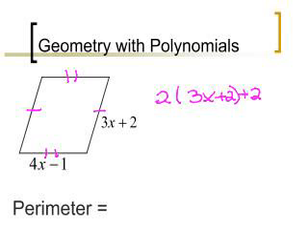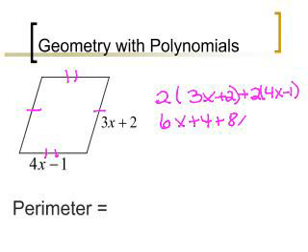Like we said, we're going to have 2 of the other sides. So that's going to be 2 times 4x minus 1. Then we are just going to do the mathematical computation, so distributing the 2's. So that'll give us 6x plus 4 plus 8x minus 2.